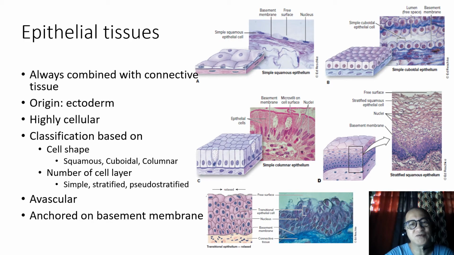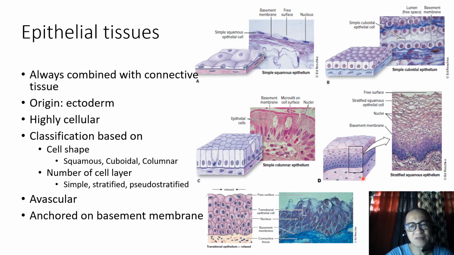Epithelial tissues form sheets of cells that cover the external and internal surfaces of the body. Outside the body, they form the skin, which forms a protective covering. And inside the body, especially in hollow organs, they form linings of body cavities. They're often combined with connective tissues, like as shown here. You have simple squamous epithelium that is underlaid with connective tissue.